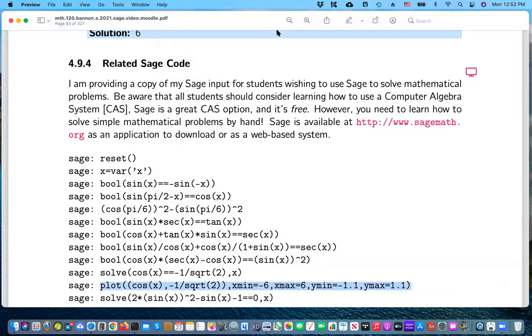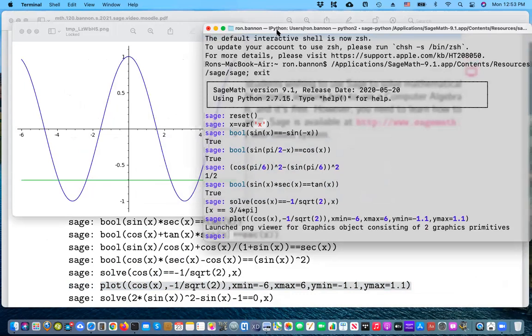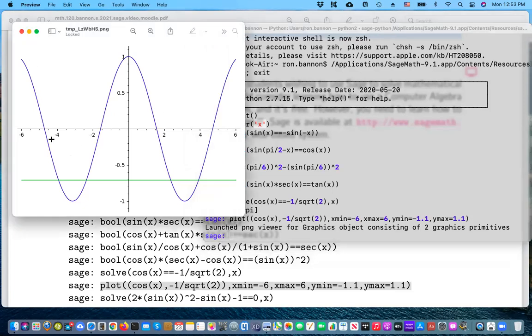What does it want to do? Plot. Whoops, I lost the screen there. Give me 1 second. It wants to plot cosine X. It wants to plot the line minus 1 over square root of 2 between minus 6 and 6 for the X and between minus 1.1 and 1.1 for the y. What am I saying? Something we've done in class, by the way. That's the graph of the cosine curve and the graph of the line y equals minus 1 over the square root of 2. Now, how many times did it hit? 6 times there, on that graph.